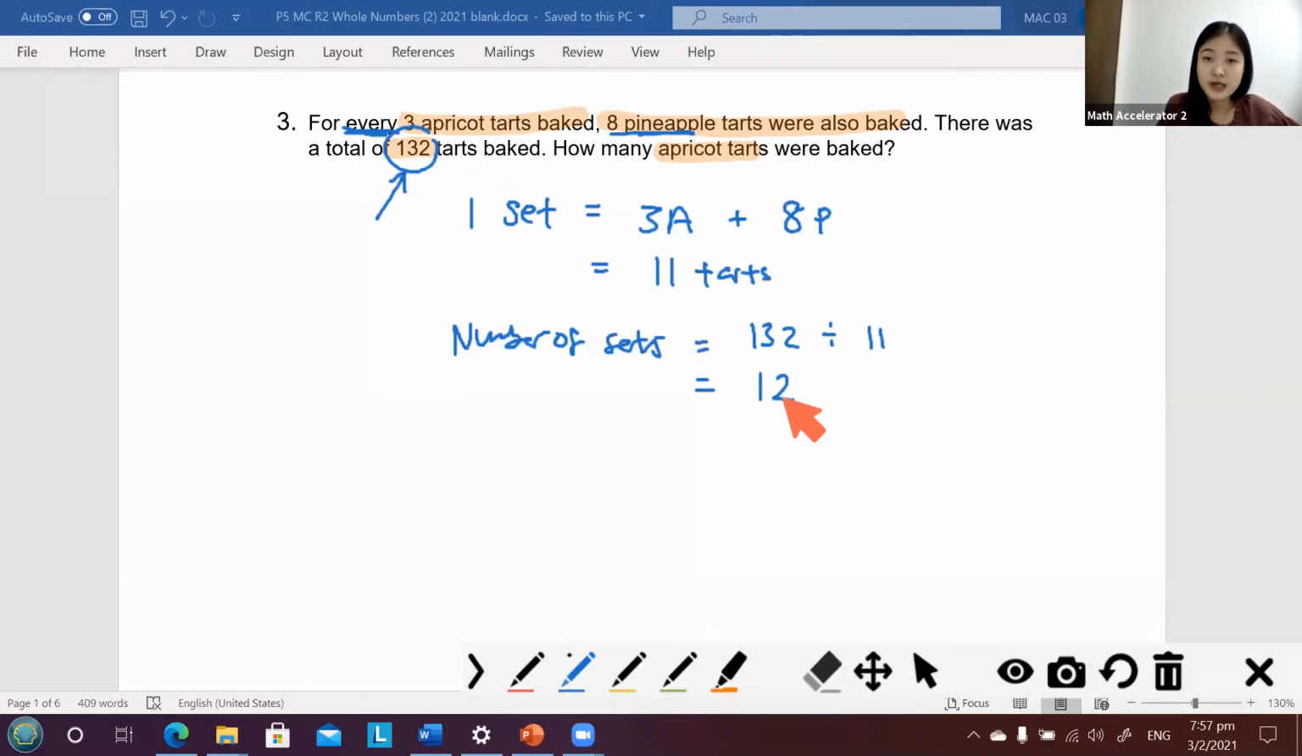So 12. How many apricot tarts were baked? Under apricot tarts, one set, you can go back to your working. We have 3. So if you have 12 sets in total, it shouldn't be just 3, right? How many do you have? Okay, good. In one set, you have 3 apricot tarts. So if you have 12 sets in total, you should multiply by 12 to get 36. So that is your answer: 36 apricot tarts.